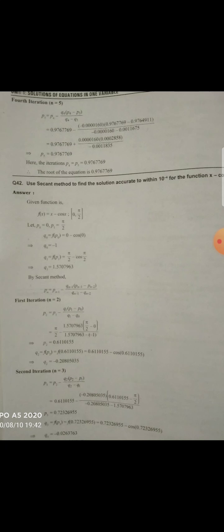Next, find out Q3. Q3 is equal to f of P3 is equal to f of 0.72326955 is equal to 0.72326955 minus cos of 0.7232695. Therefore, Q3 is equal to minus 0.02637663.